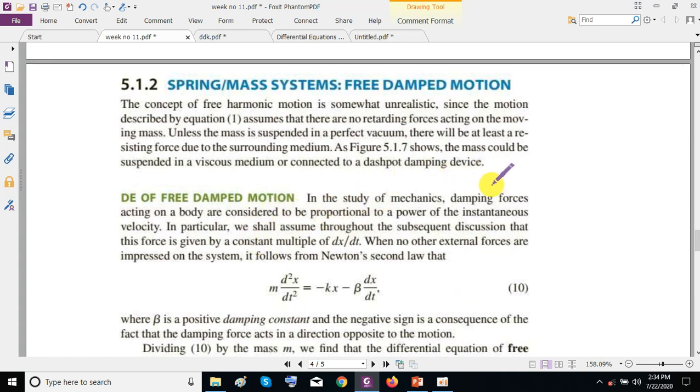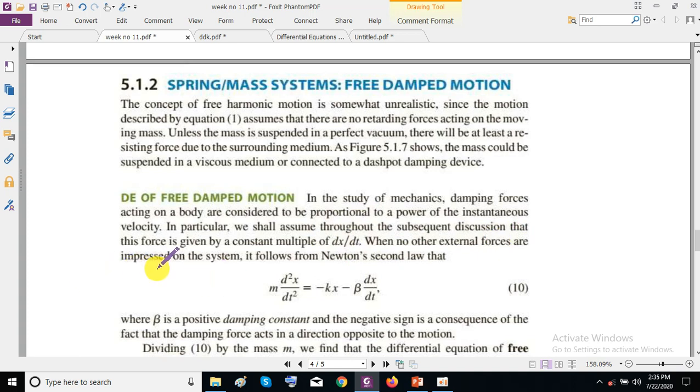In the study of mechanics, damping forces acting on a body are considered to be proportional to a power of the instantaneous velocity. Okay, this is the definition of damping forces. In particular, we shall assume throughout the subsequent discussion that this force is given by a constant multiplied by dx by dt. dx by dt shows the velocity. So this damping force is a constant multiplied by the velocity.